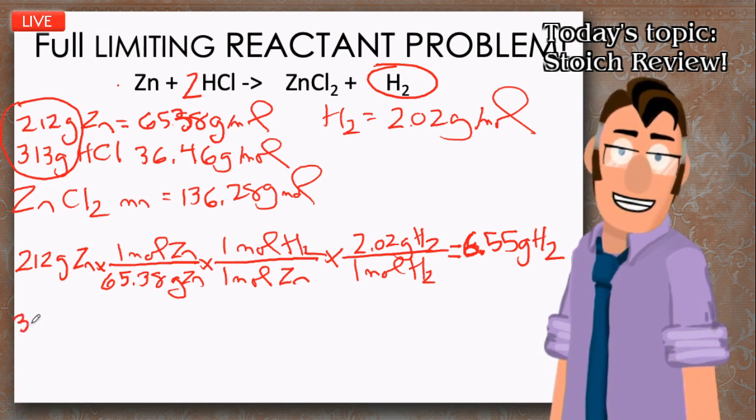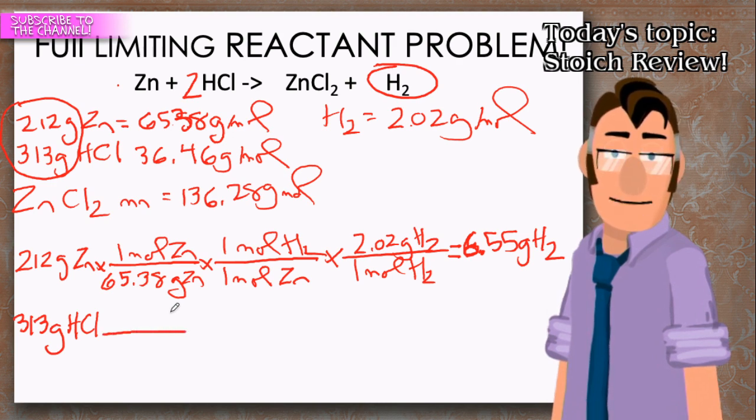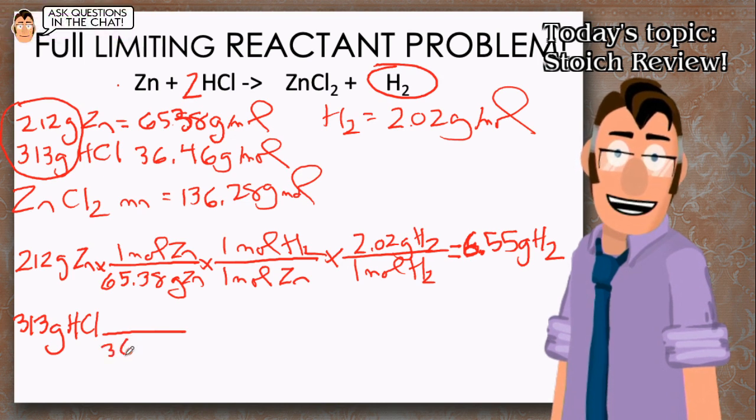And so again, we're going to run through the same problem here. We're going to take 313 grams of the hydrochloric, the hydrogen chloride. We don't know if it's hydrochloric acid right now. And again, we are going to take that and turn that into grams of hydrogen. So we're going to take the molar mass of hydrochloric acid.